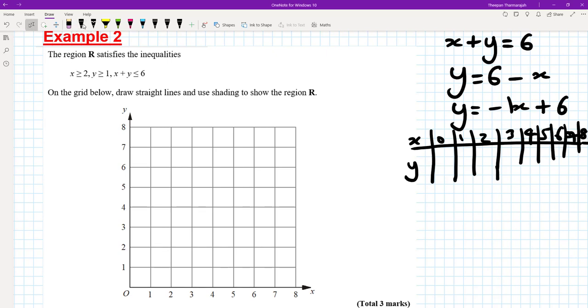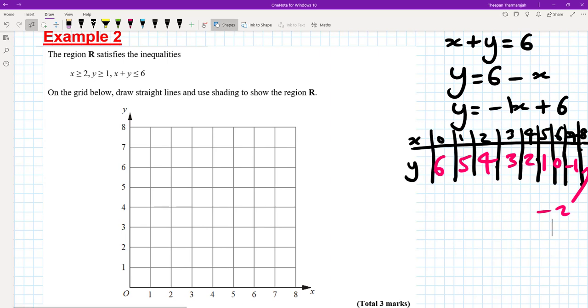What I can do here is complete my table of values. y is 6 minus x. So 6 minus 0 gives me 6, 6 minus 1 gives me 5, 6 minus 2 gives me 4. And we can see a pattern: it's decreasing by 1. So it's 3, 2, 1, 0, -1, and then this value here would be -2.